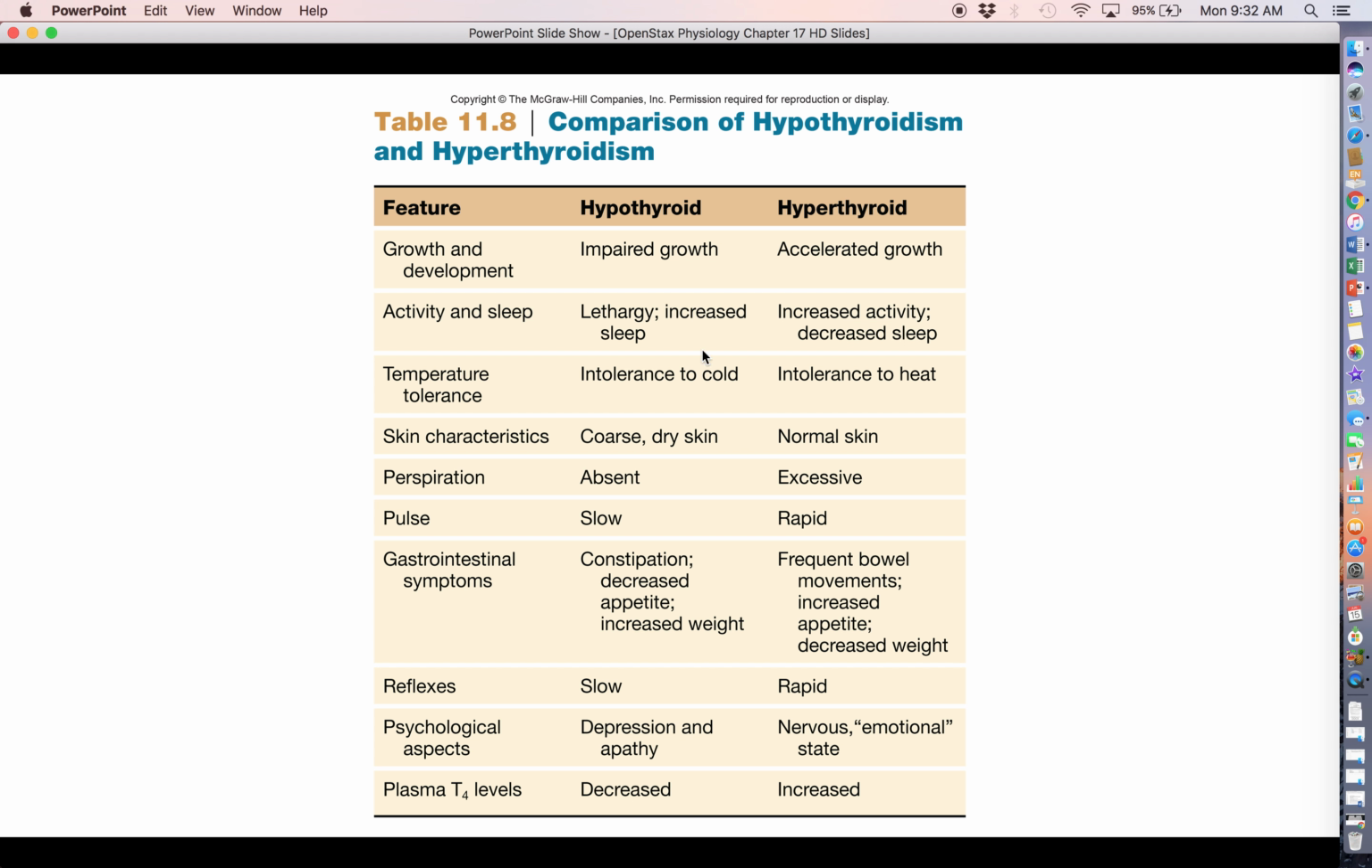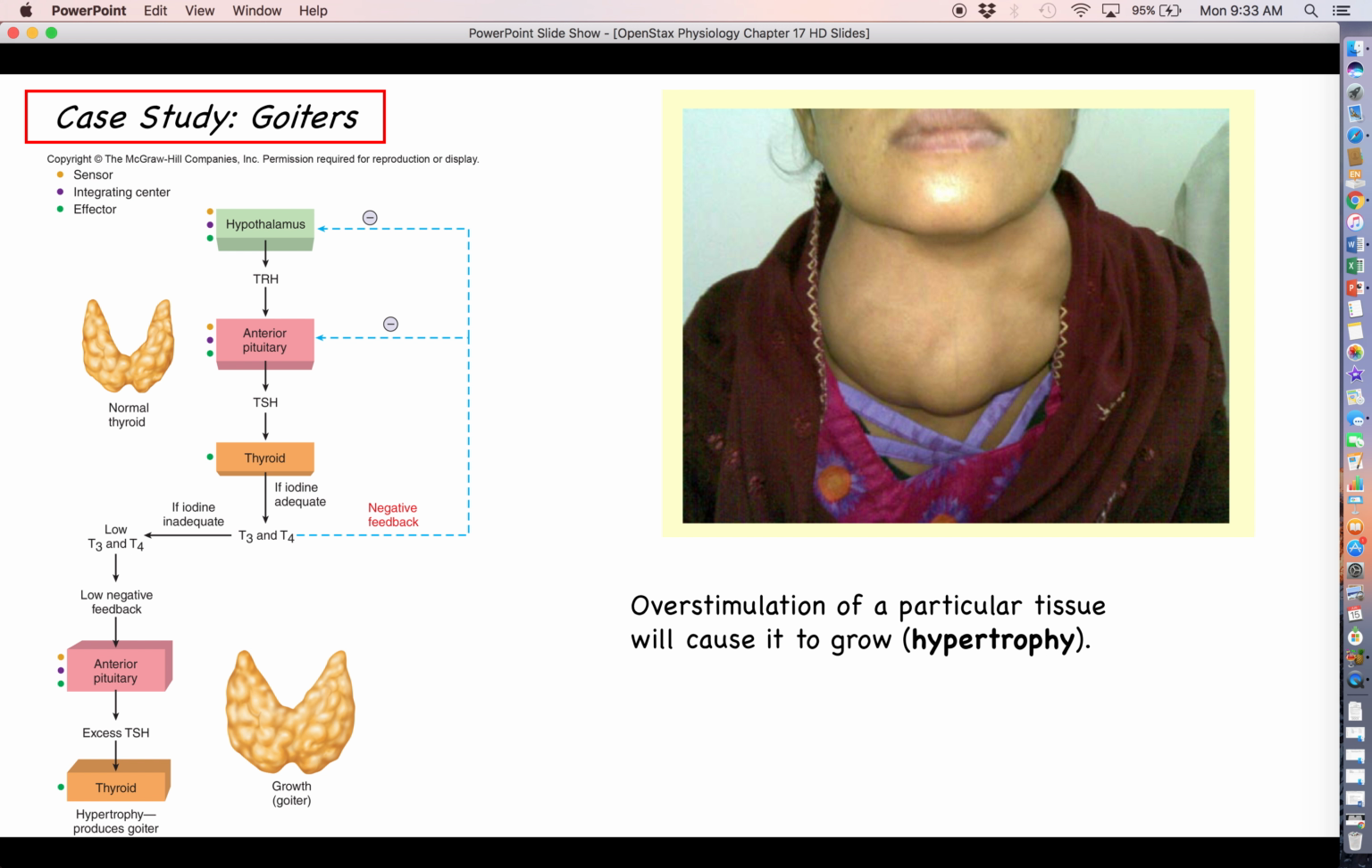Temperature tolerance, so someone who's hypothyroid is going to feel cold all the time because they're not getting that body temperature increase from thyroid hormone. Someone who's hyperthyroid is going to feel hot all the time. So you can kind of go down the list here and see that there is a kind of opposing dichotomy of symptoms here that all have to do with either having too little or too much thyroid hormone. And this should be very applicable to one of the case studies that you're responsible for this week.